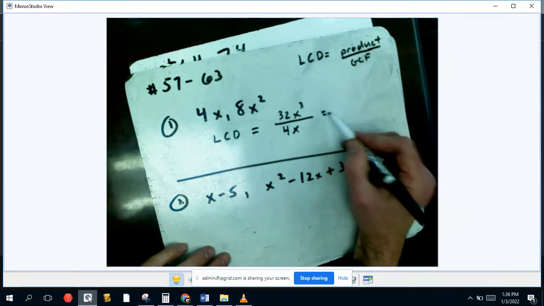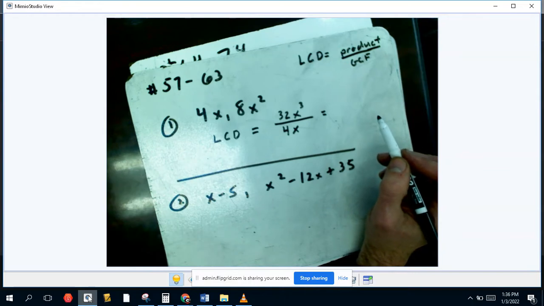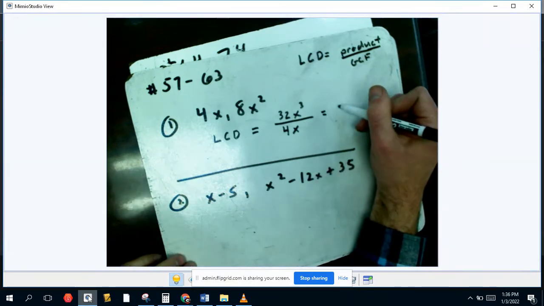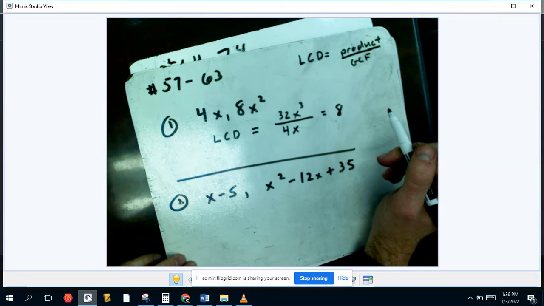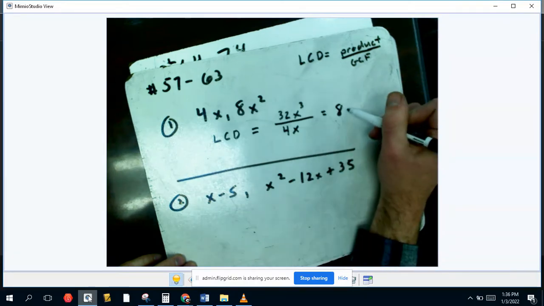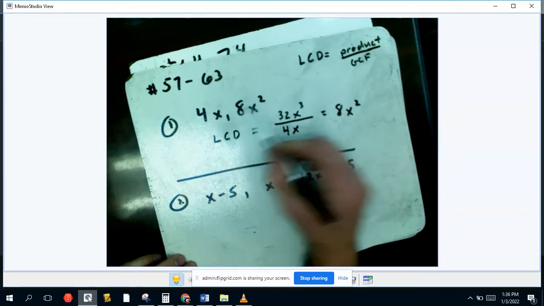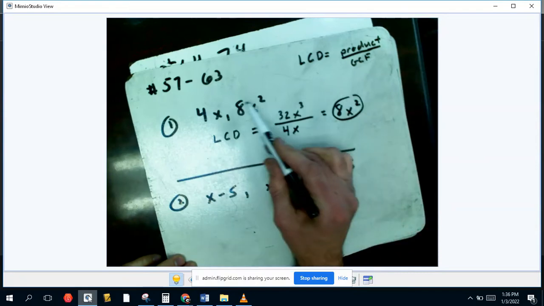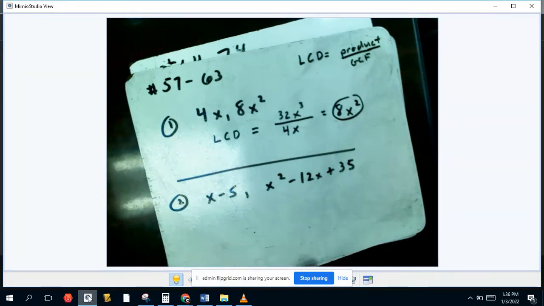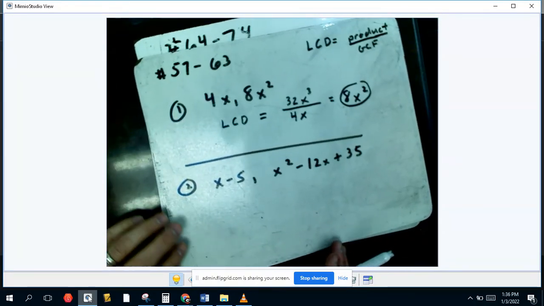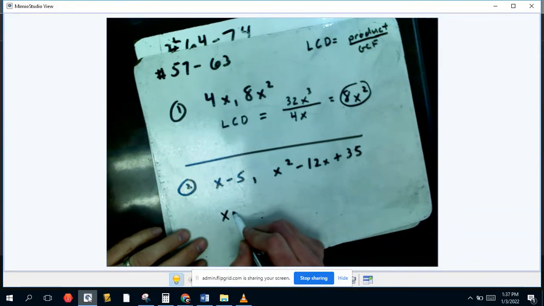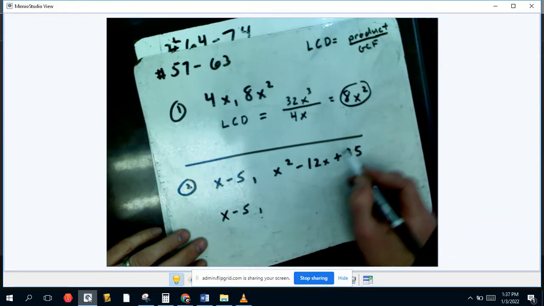So it's going to be 32x cubed divided by 4x. 32 divided by 4 is 8. X cubed divided by x is x squared. Okay, so it just so happens that the LCD matches the larger of the two, which will happen in some cases. Down here, you'll need to factor this one.